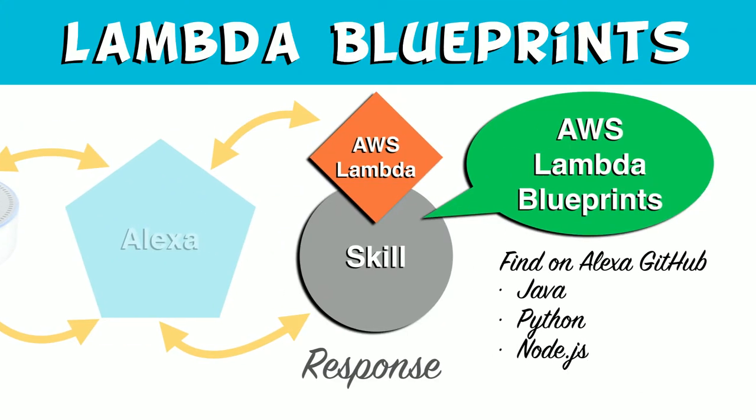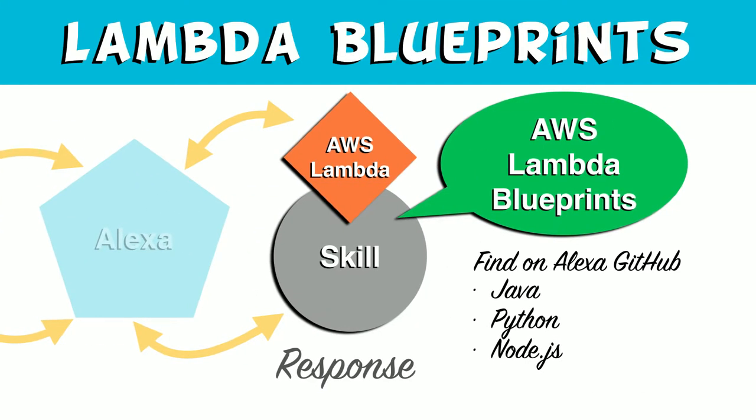The other neat thing about Lambda is Amazon has a GitHub repository that has a bunch of sample code and blueprints that you can get started taking advantage of. They include code in Java, Python, and Node.js. So if you're familiar with any of those languages, you can just grab one of those and get started. We'll be using Node in these examples because I'm much more familiar with JavaScript than I am the other languages.